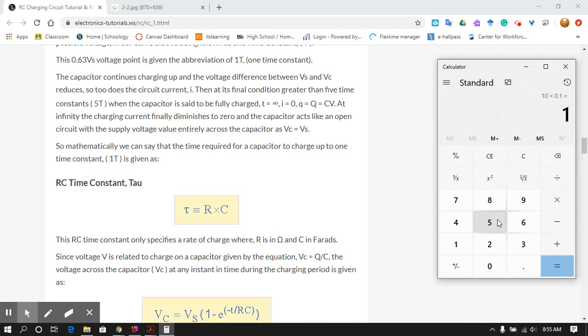So 1 millisecond is our time constant. Don't forget to multiply it by 5 because you have 5 time constants. So 5 milliseconds is the end product there. Hope this gives you a little better understanding as you approach Lab 25.